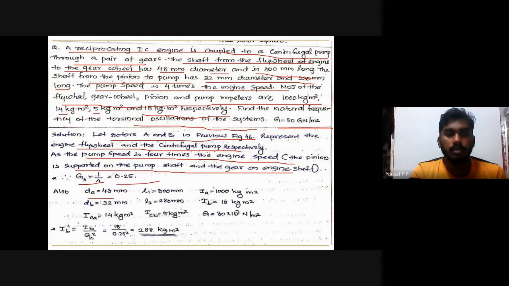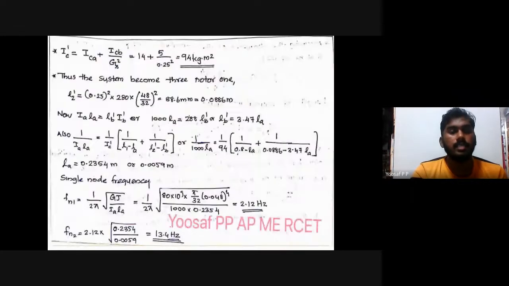DA is 48 mm, L1 is equal to 800 mm, IA is equal to 1000; DB, L2, IB are given, and IC_A, IC_B, G are given. So IB dash is equal to IB divided by GR square, 18 divided by 0.25 square, that is 288 kg m². So IC dash is equal to IC_A plus IC_B divided by GR square, so that will become 94 kg m².